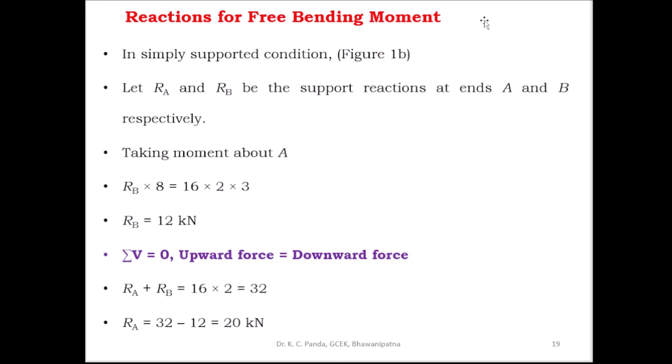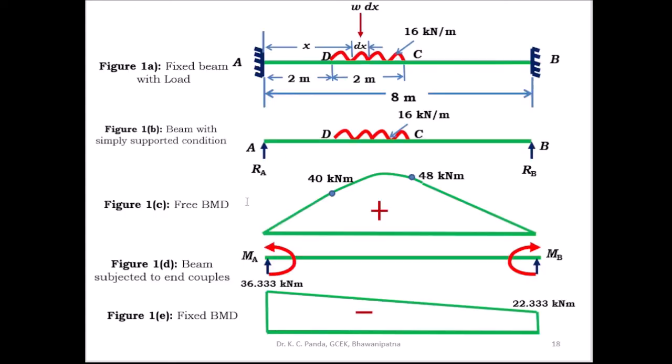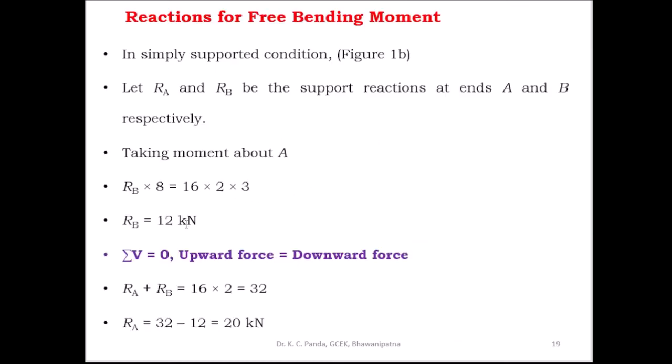So for the free bending moment diagram, first you find out the reactions. In the simply supported condition, let RA and RB be the support reactions at ends A and B respectively. Taking moment about A, RB into 8 is equal to 16 into 2 into 3, from the centroid, 1 plus 2, 3. So RB is equal to 12 kilonewton.